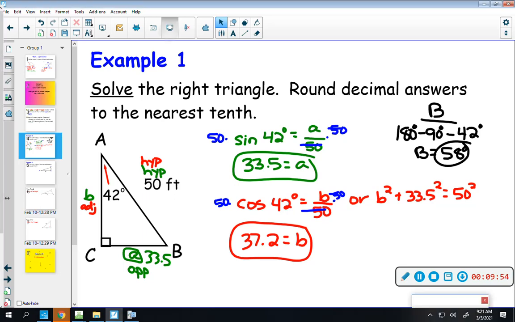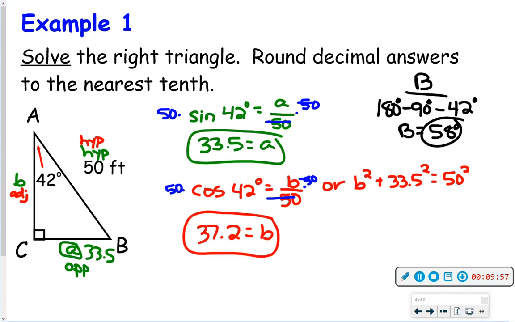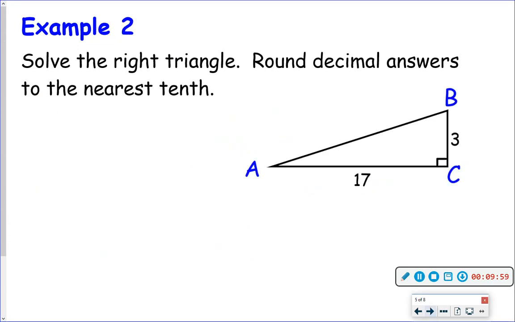In the past, I've only asked you for one side or one angle. Now we're asking for more. All right, let's do a couple more. Get excited. Solve the right triangle. Okay, so let's take a look.